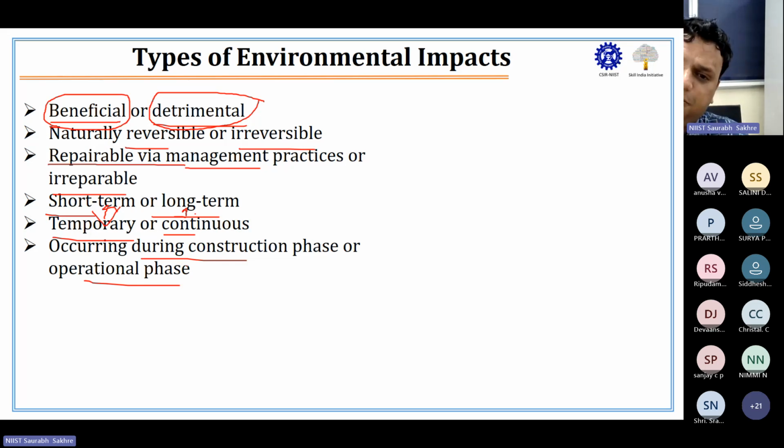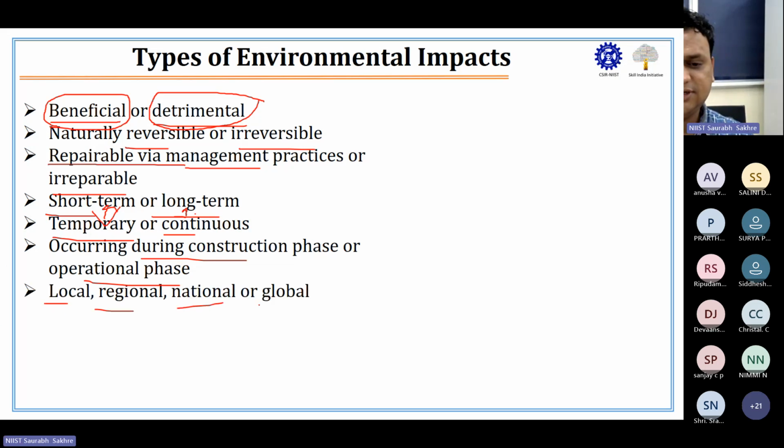But when it starts operating, construction has been done, and because of the nutrient recirculation in the ocean, it will again regain its original ecology in 3 to 6 months. Now there will be only pollution related to the operation phase, as and when ships are arriving and there is loading and unloading of containers. The next type of impact is local, regional, national, or global.